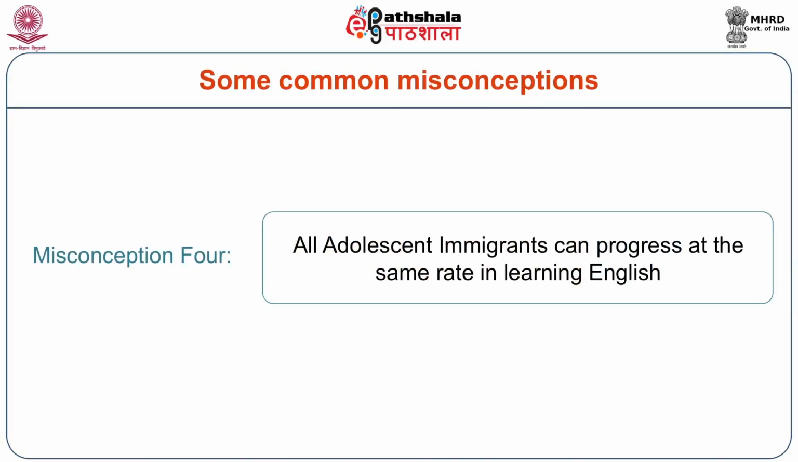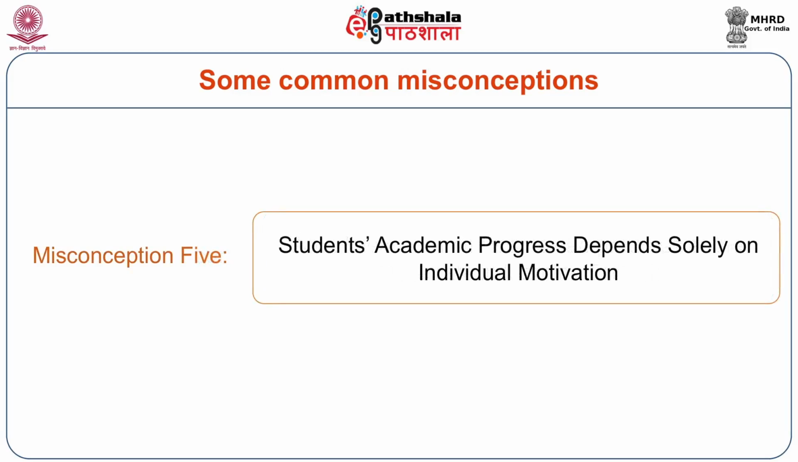Next misconception is that all adolescent immigrants can progress at the same rate in learning English. It is again a myth. Then, that students' academic progress depends solely on individual motivation. No, not at all. It depends upon various factors that we have already discussed in this module.